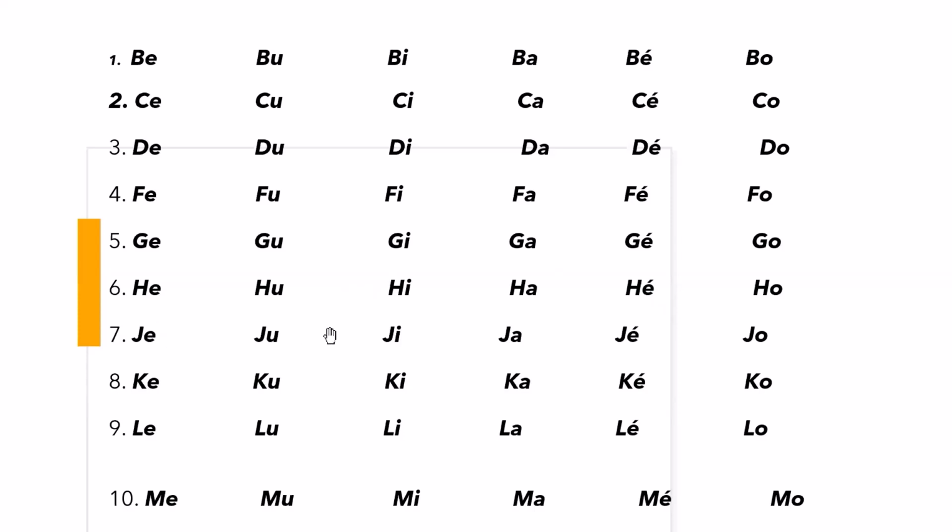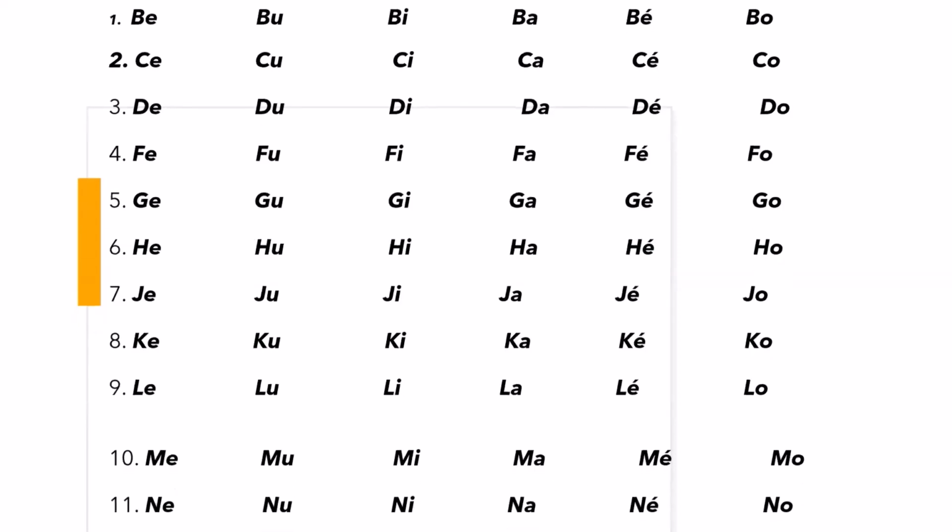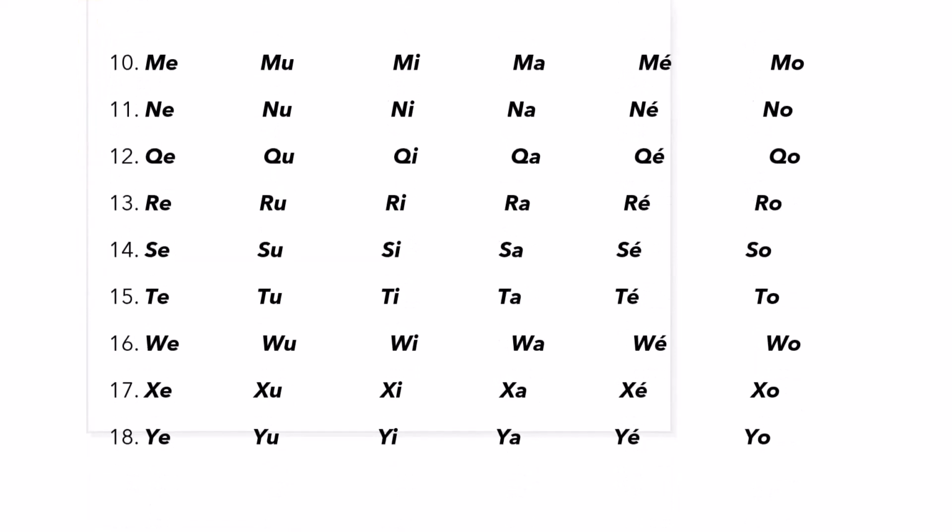Je, ju, ji, ja, ju, jo. Ke, ku, ki, ka, ku, ko. Le, lu, li, la, lu, lo. Me, mu, mi, ma, mu, mo. So we have ne, nu, ni, na, nu, no.